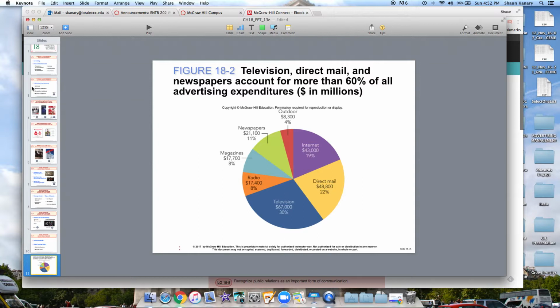As an example of expenditures in advertising most companies do, you can see that a majority of business expenditures for advertising is still on TV. However, the internet has quickly caught them and is in a close competition with direct mail. So television, direct mail, and the internet are the most common channels for advertising.